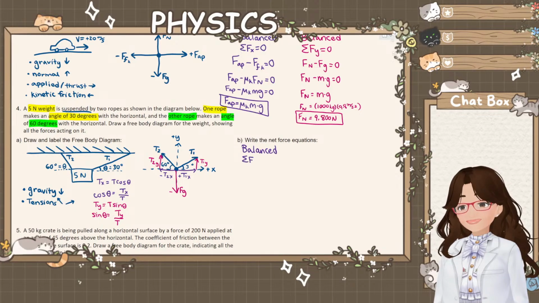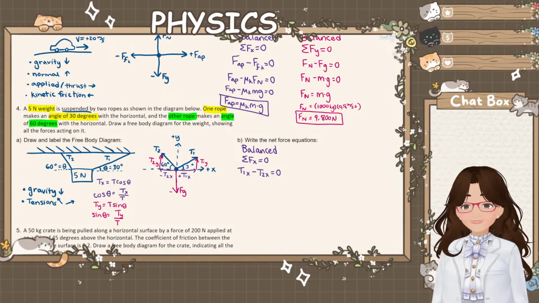So our net force in x is equal to 0. And I'm going to always start with my positive component. So it's going to be T1x minus T2x is equal to 0. And then in my second scenario, I'm going to say, well, we can expand this a little bit. T1 times cosine theta minus T2 cosine theta is equal to 0.